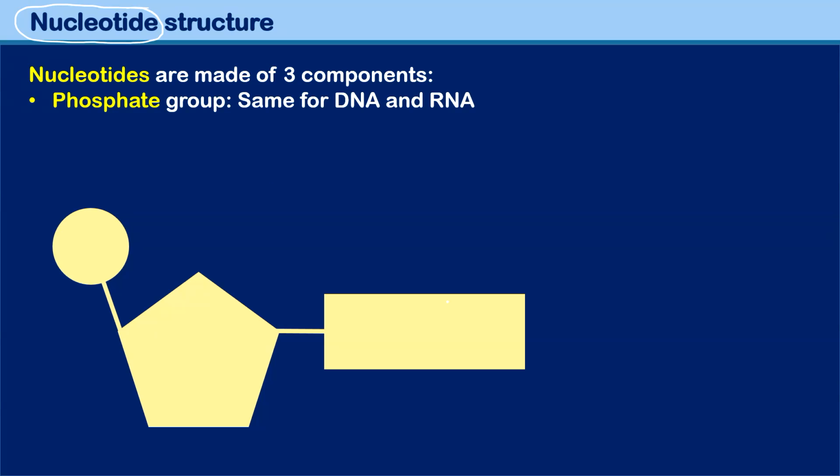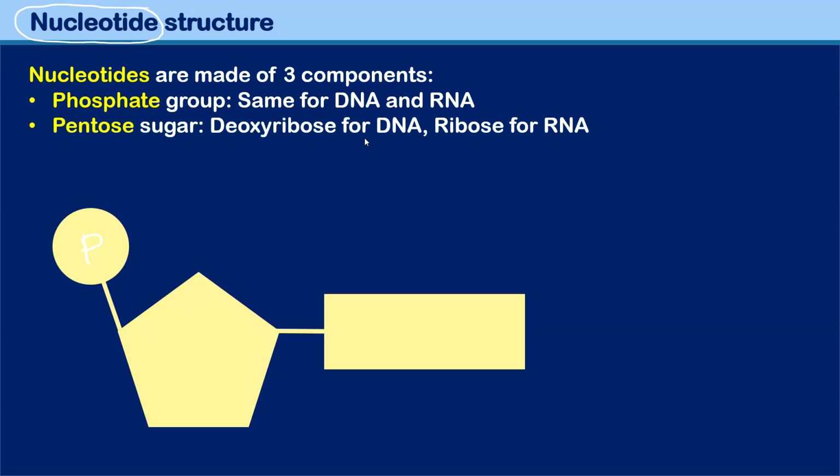We have a so-called phosphate group, and this phosphate group is this circle over here. I'm going to write down P over here, that's a phosphate group. And it's the same for DNA and RNA. We also have a so-called pentose sugar. Pentose sugar means that essentially it is a 5-carbon sugar.